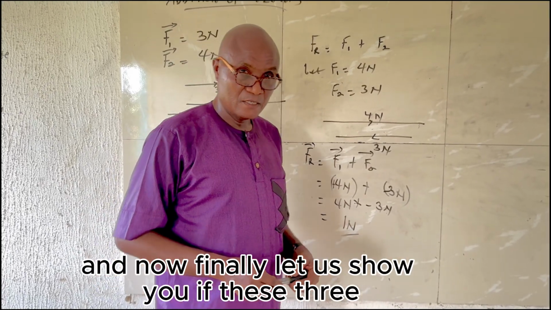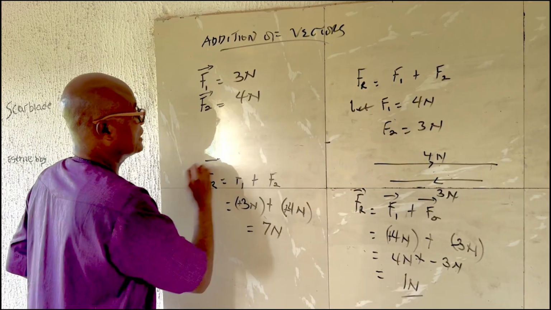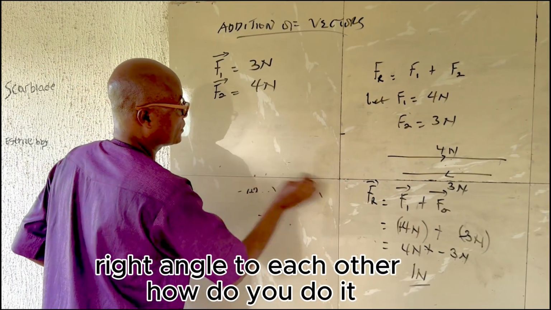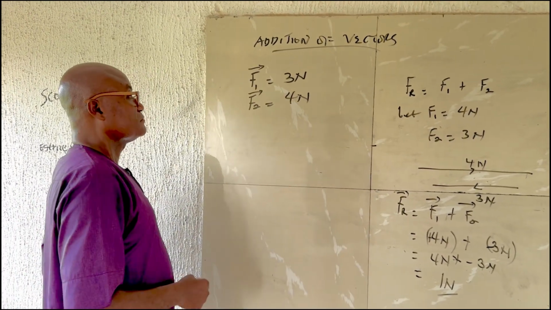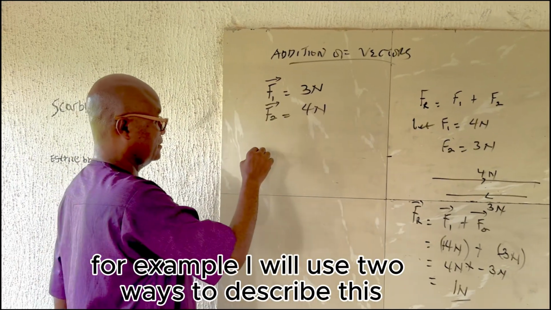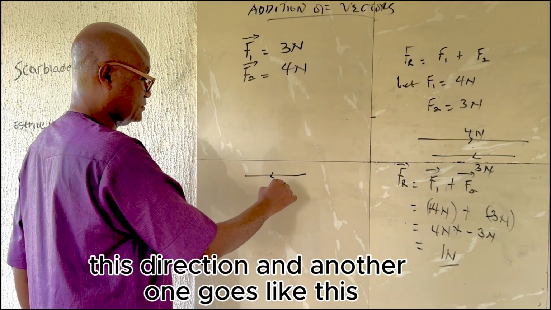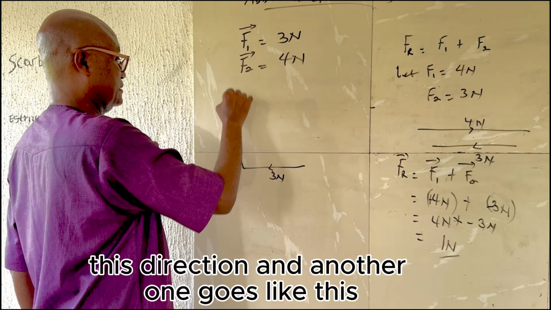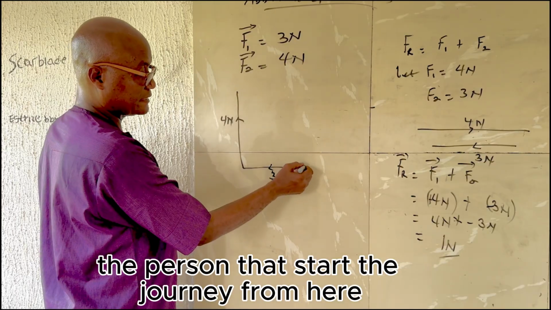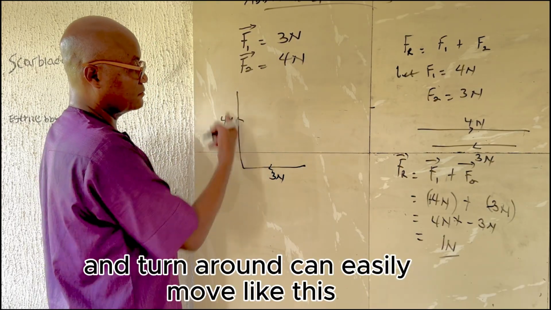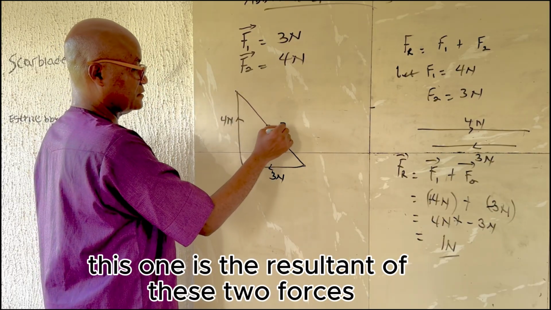And now, finally, let us show you if these two vectors are at right angle to each other, how do you do it? It's very, very simple. You just use Pythagoras Theorem. For example, if you have a force of 3 newtons in this direction, and another one goes like this, and this is 4 newtons. You want to have them together. What you do, the resultant, the person that starts the journey from there and turns around can easily move straight on and get there. This one is the resultant of these two forces.